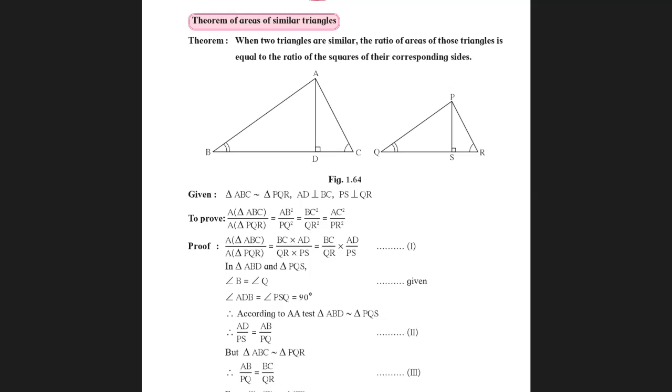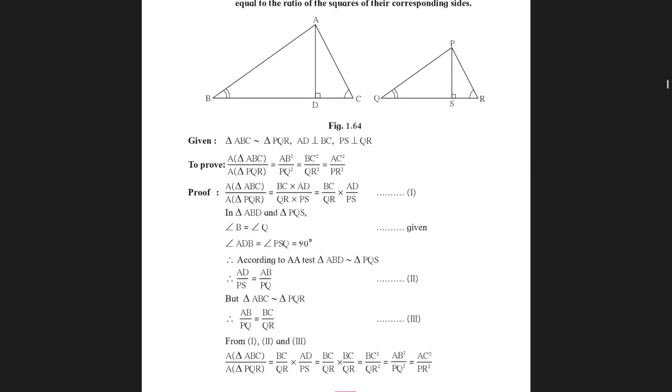Since the two triangles are similar by AA test, I can write the sides in proportion. So I get AB upon PQ is equal to BD upon QS equal to AD upon PS. Now BD upon QS is not necessary, so I have considered only these two ratios: AB upon PQ equal to AD upon PS. Write this as equation number 2. Now, the third equation, how do I get? Consider triangle ABC similar to triangle PQR. Therefore, the sides are in proportion. So, I'll write AB upon PQ equal to BC upon QR. That's equation number 3.